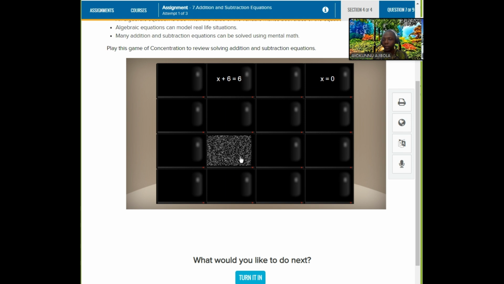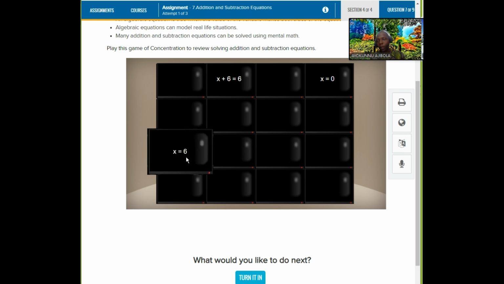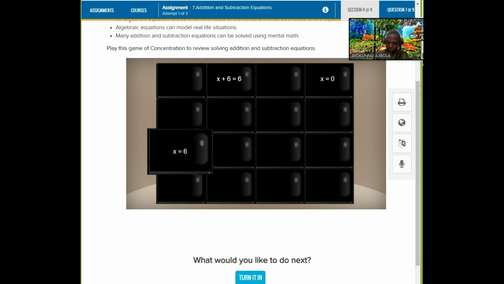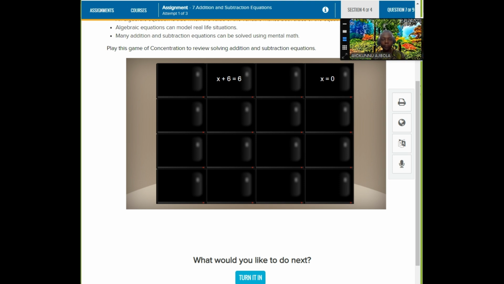Okay, let's continue checking. The next one says x equal to 6. X equal to 6. Okay. We're still going to check the next one to see what this is going to be. X equal to 6. The next one says x equal to 2. Okay. Are you hearing me?